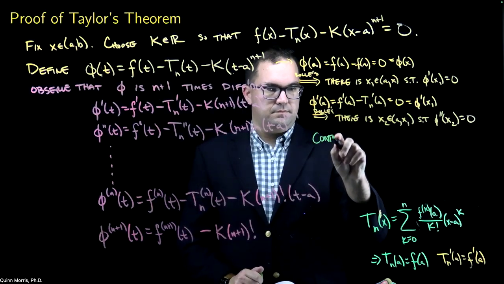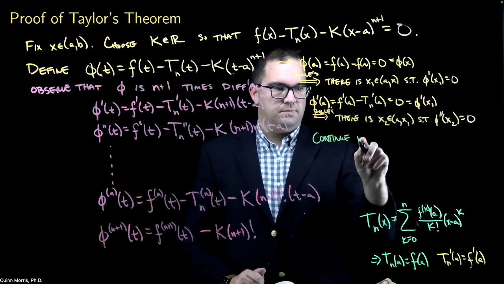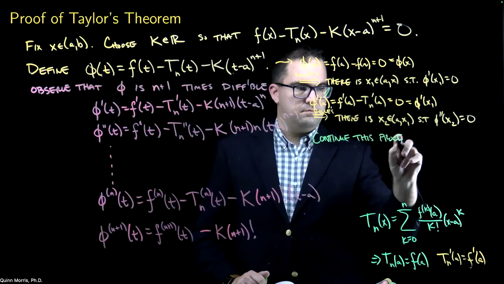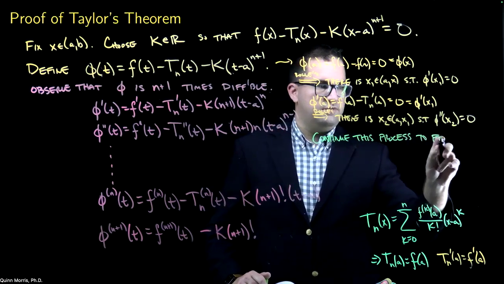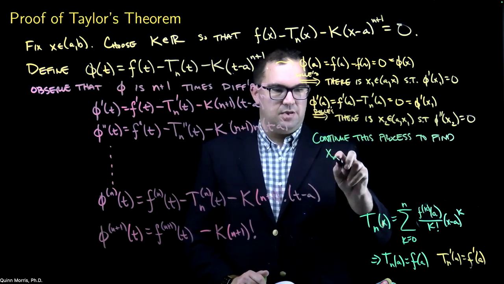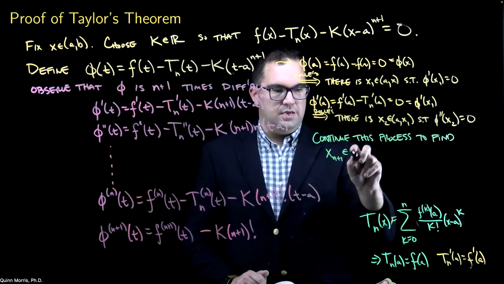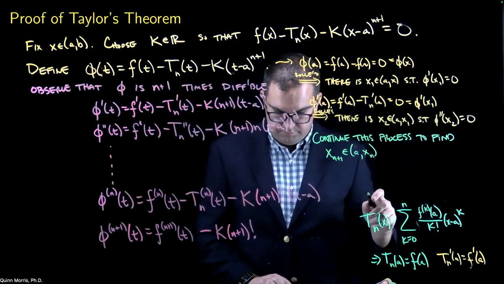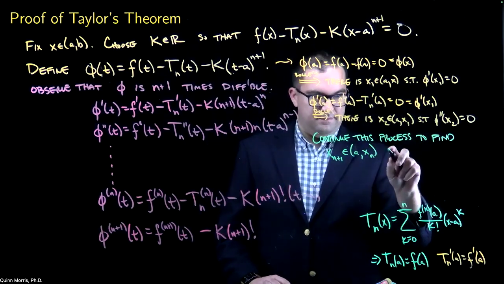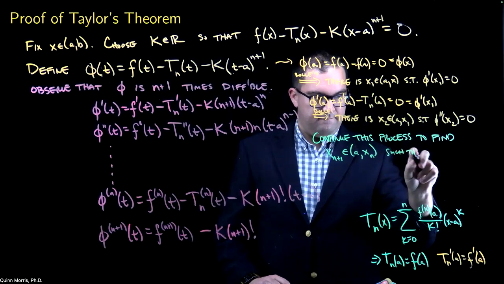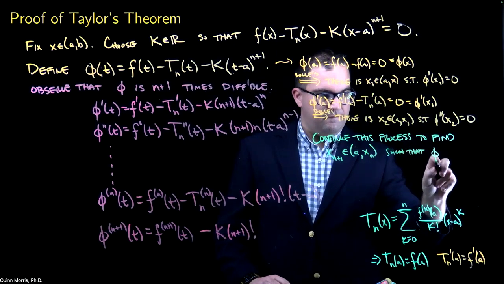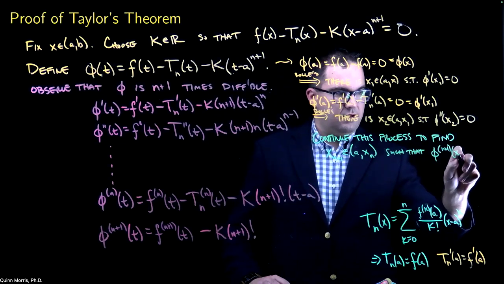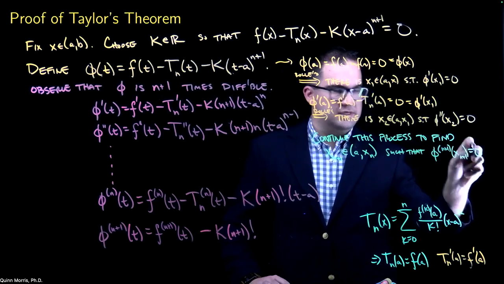Continue this process until eventually we will find an x sub n plus 1 in the interval a up to x sub n, such that the n plus first derivative of phi of x sub n plus 1 is 0, right?